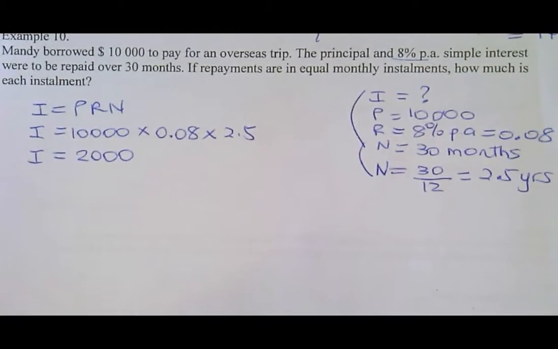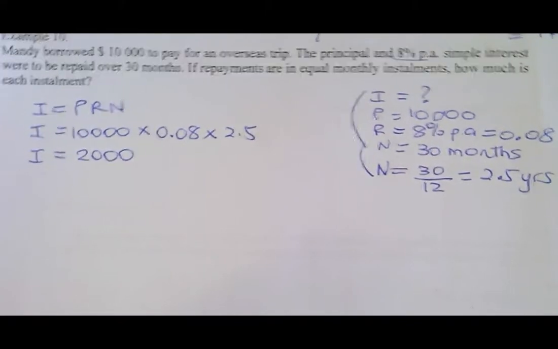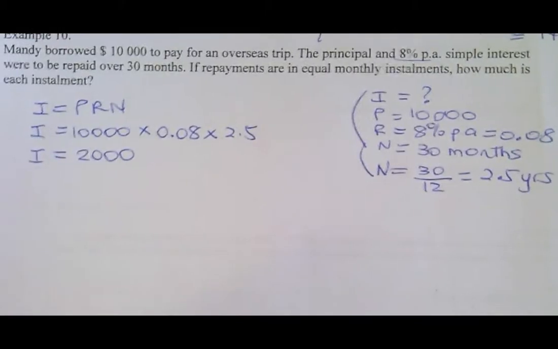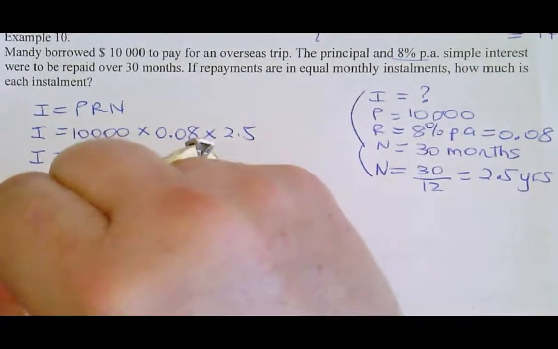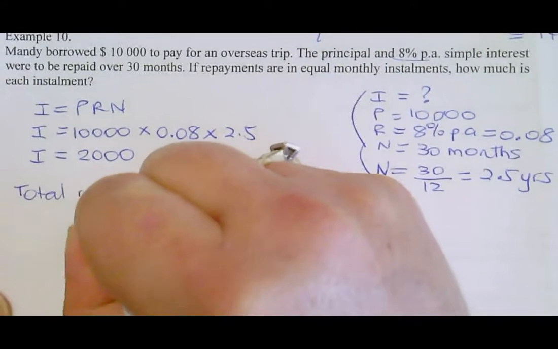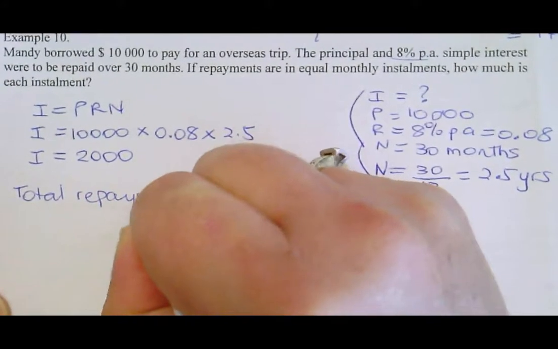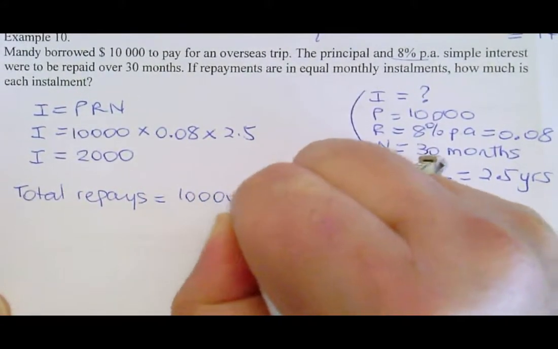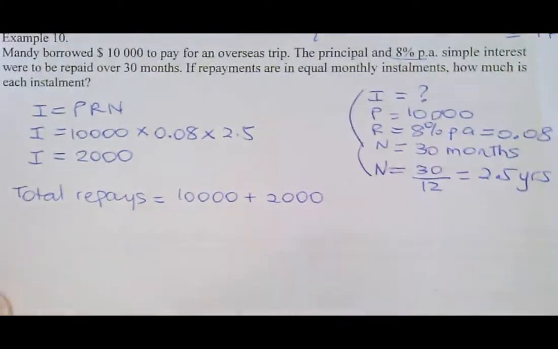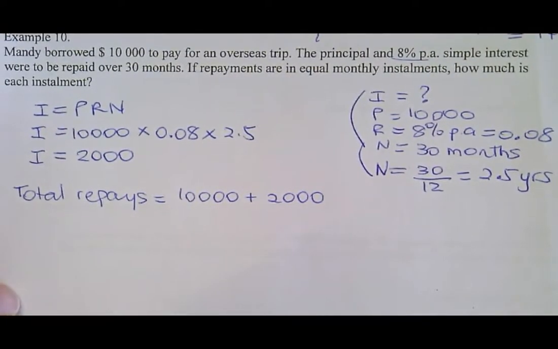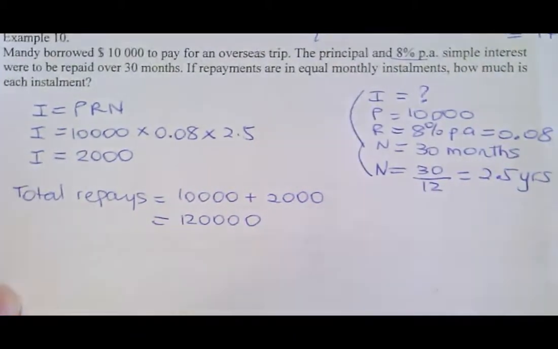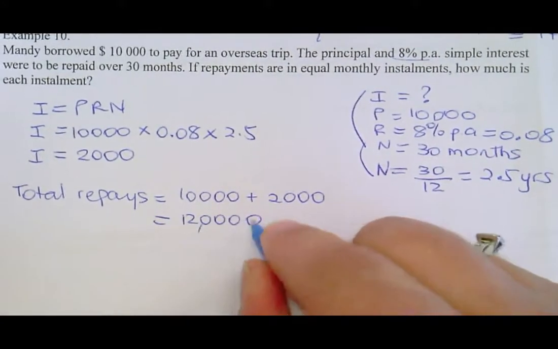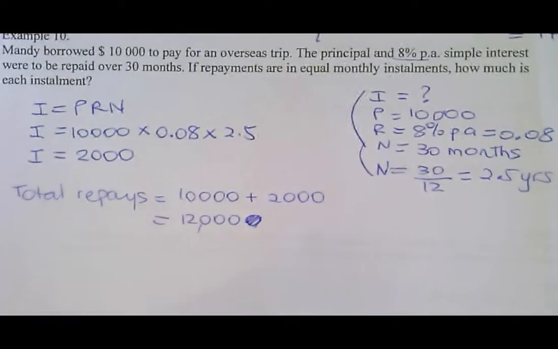So Mandy's borrowed $10,000 to pay for the trip. The interest is $2,000. Tell me how much she ends up paying back to the bank. Yeah, so the total that she repays is 10,000 plus the 2,000. Girls, no one gives you money for nothing. You'll pay the money back and you're going to pay some more back. All right? That's $12,000. Now they're not going to make her pay this in one hit.